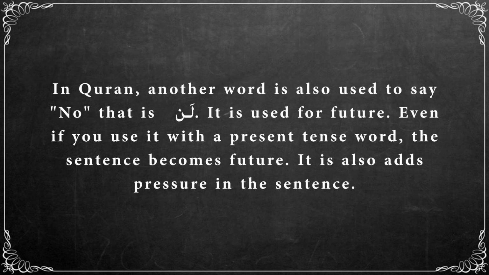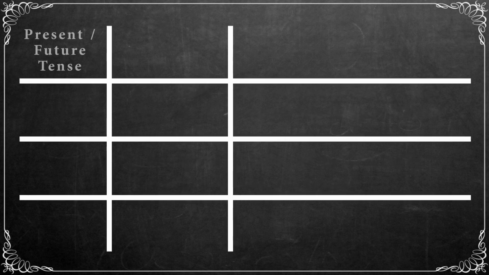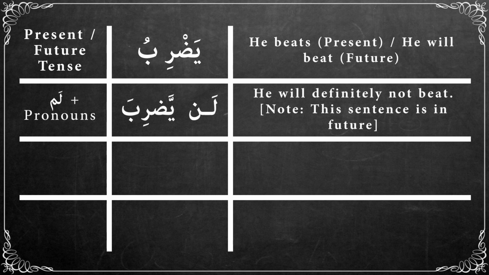In Quran, another word is also used to say no, that is lan. It is used for future. Even if you use it with a present tense word, the sentence becomes future. It also adds pressure in the sentence. For example, يضرب. He beats or he will beat. لن يضرب. He will definitely not beat. Note that this sentence is in future.